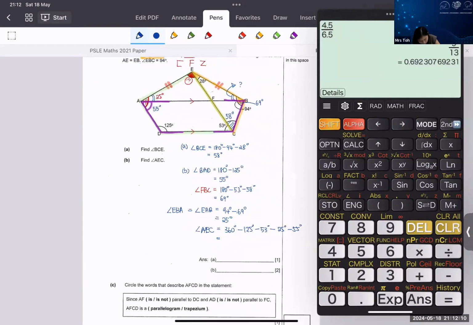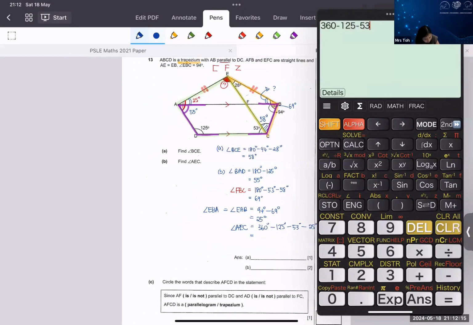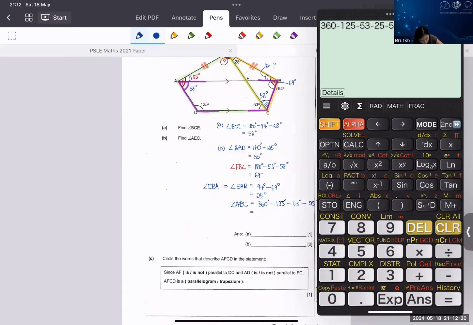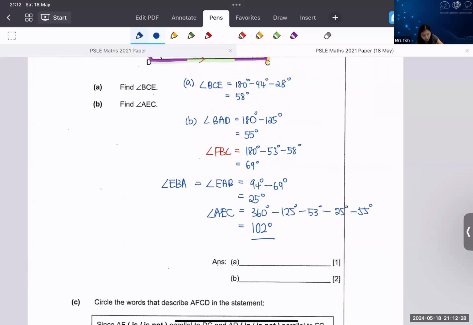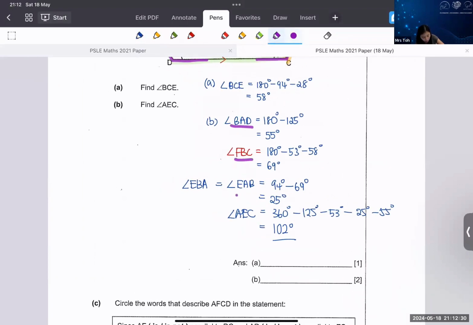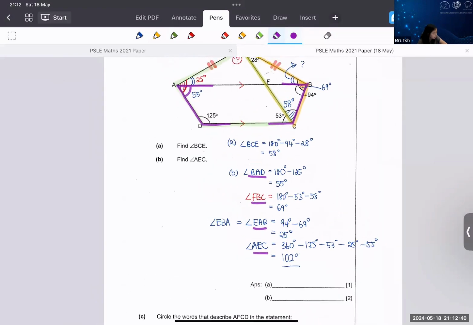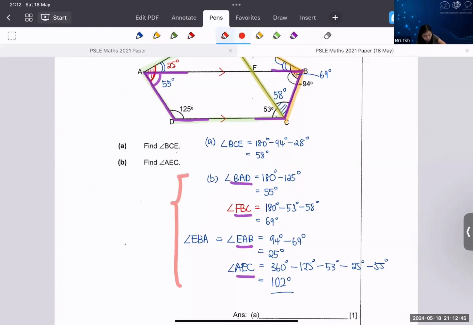Okay, let's calculate. 360 minus 125 minus 53 minus 25 and minus another 55. You get 102. So 102. Okay, how many steps do I have here? 1, 2, 3, 4. So this is 4 steps. Actually, I did this in 3 steps. So currently, the new method that I thought of is actually longer.